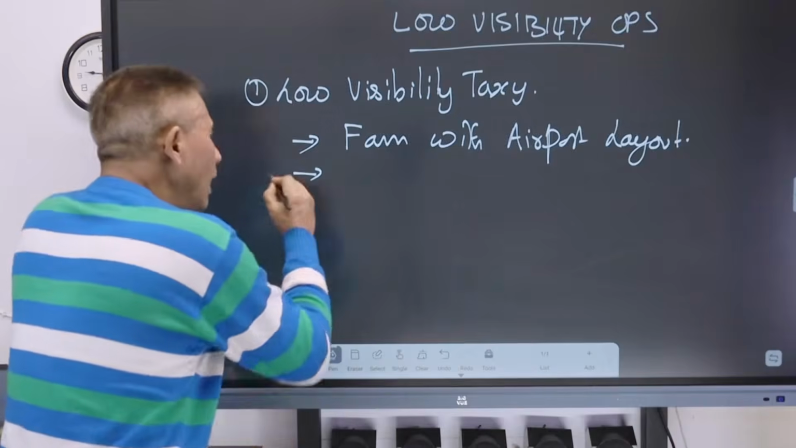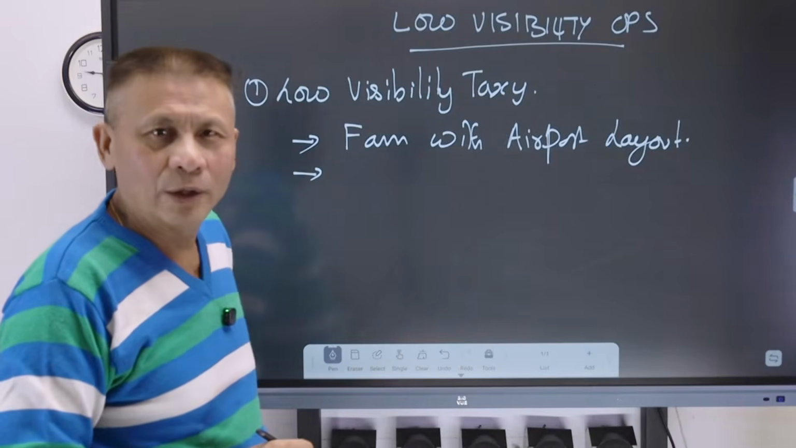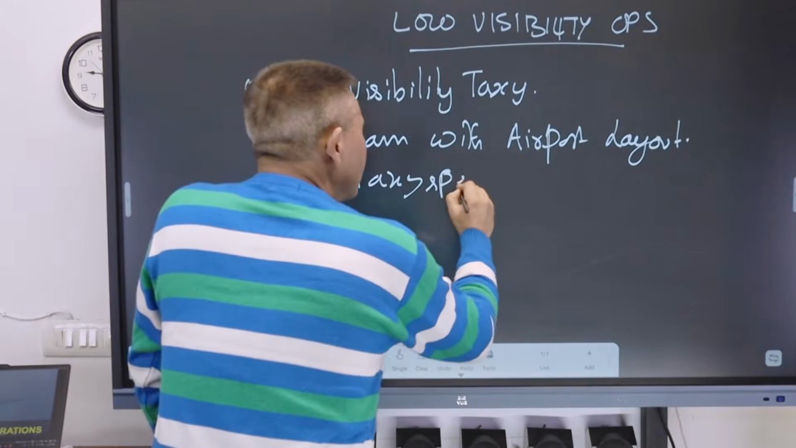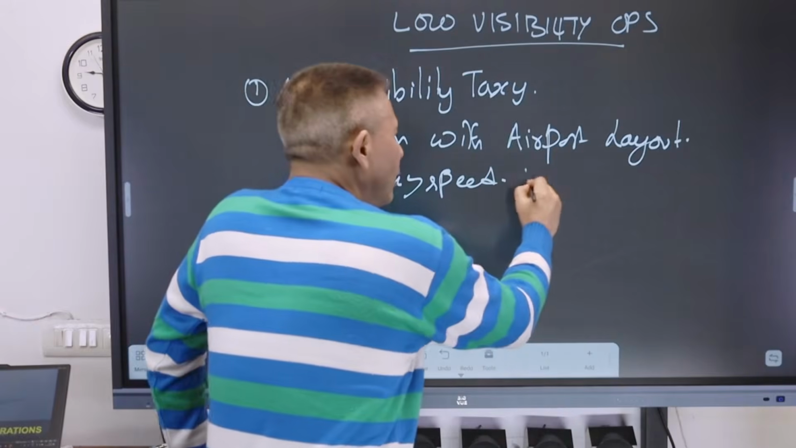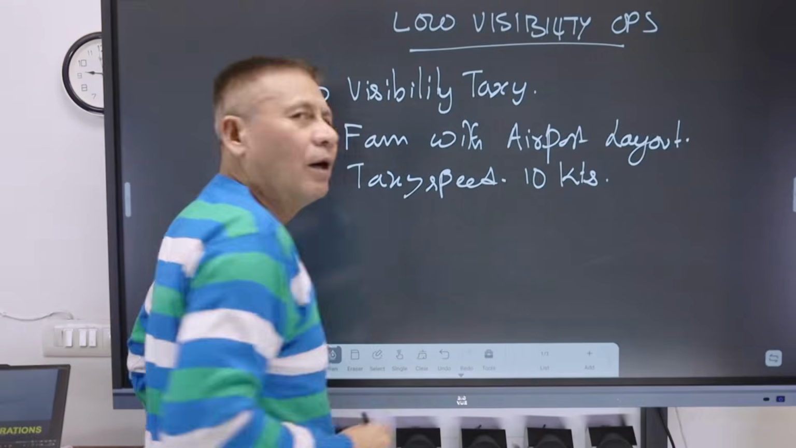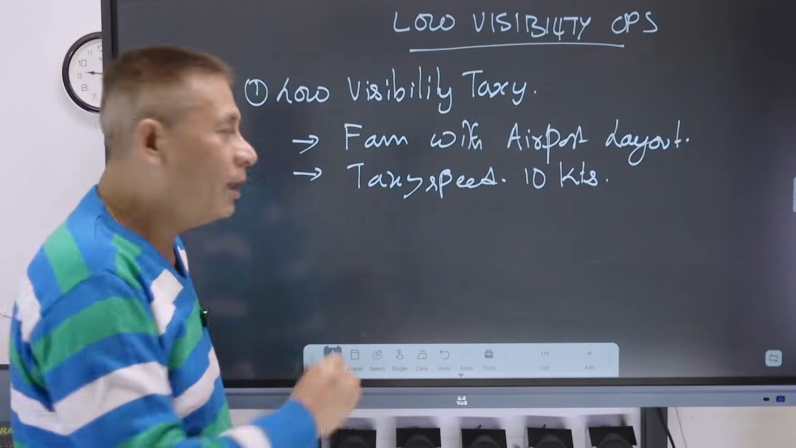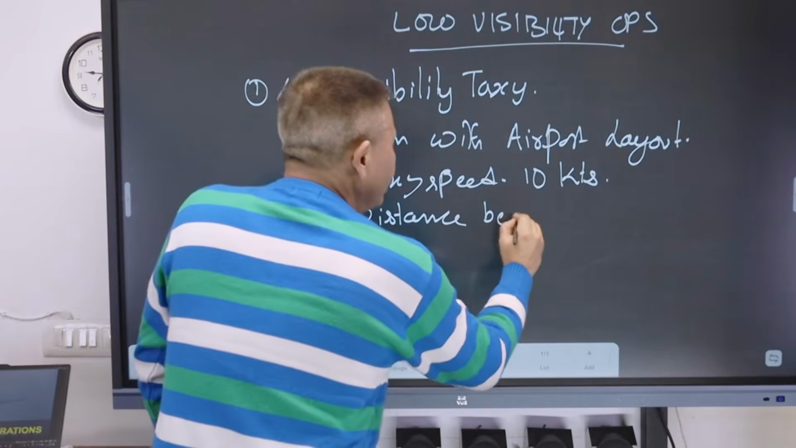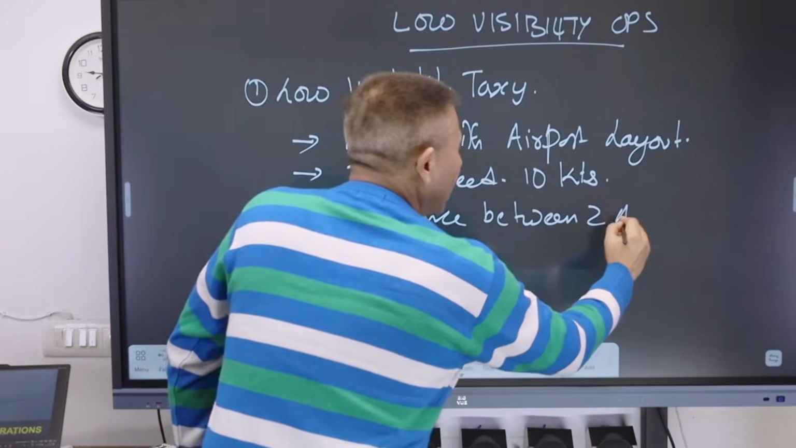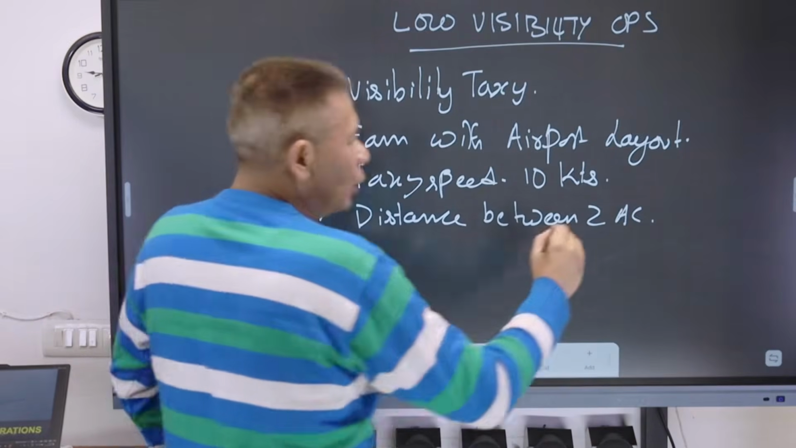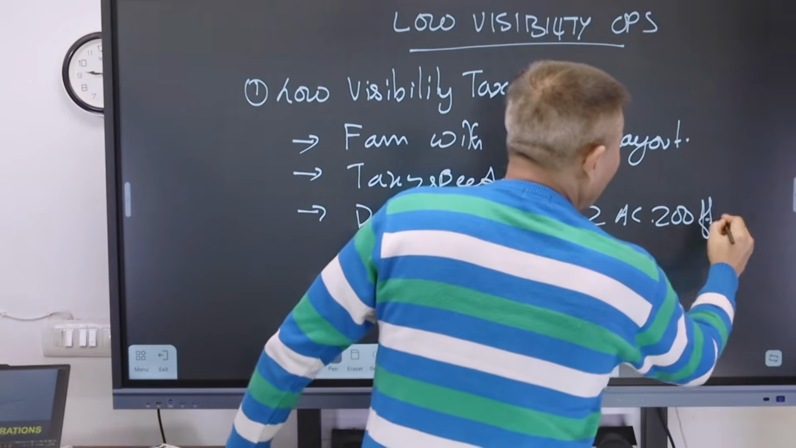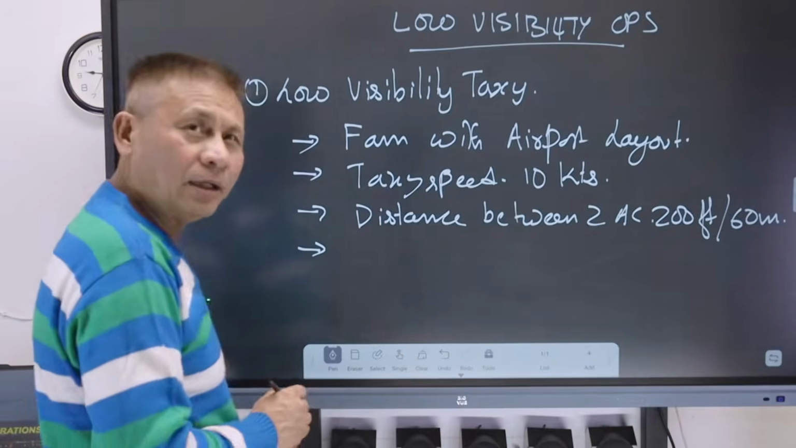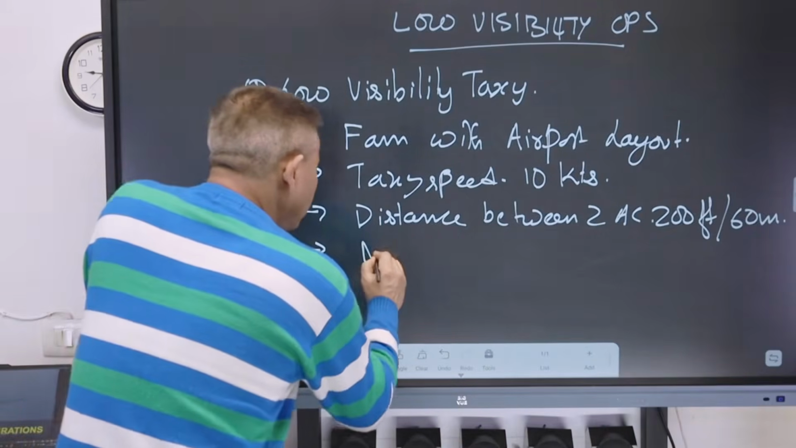Number two, the taxi speed has to be slow. The recommended taxi speed by most companies is 10 knots. And the distance between two aircraft should be a minimum of 200 feet, or 60 meters.